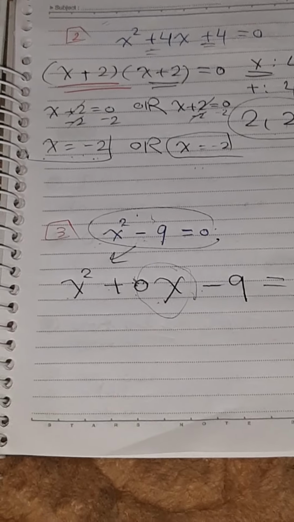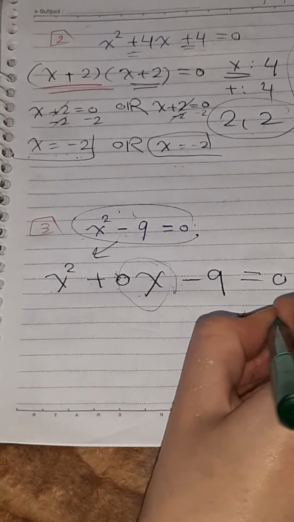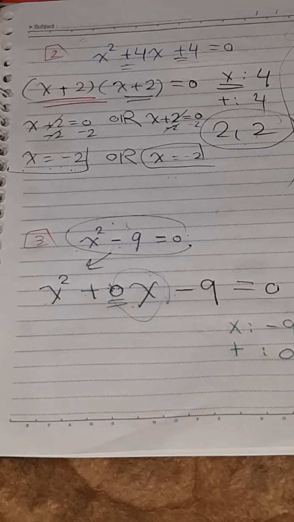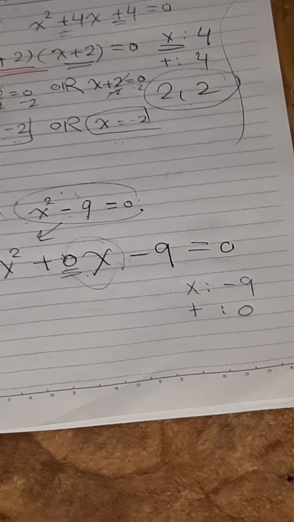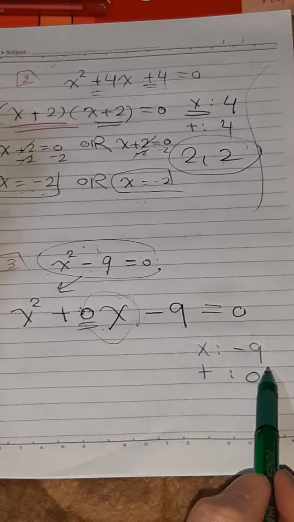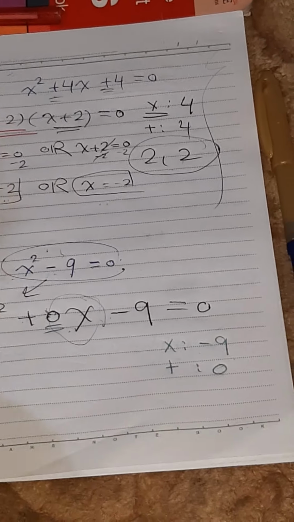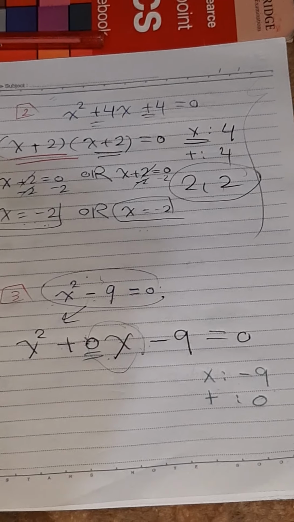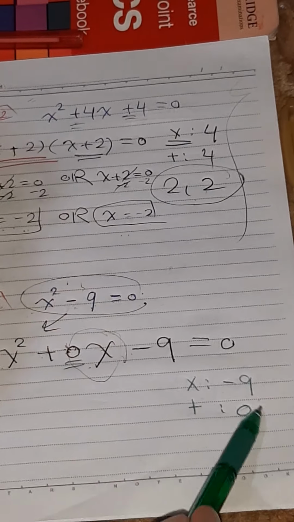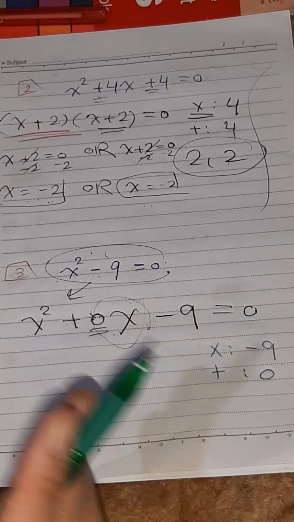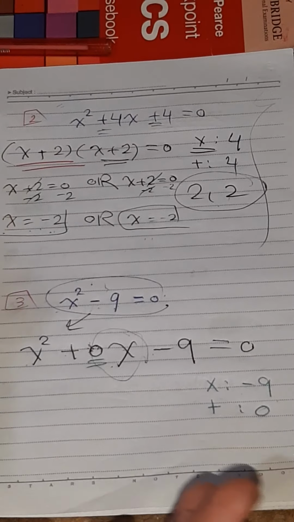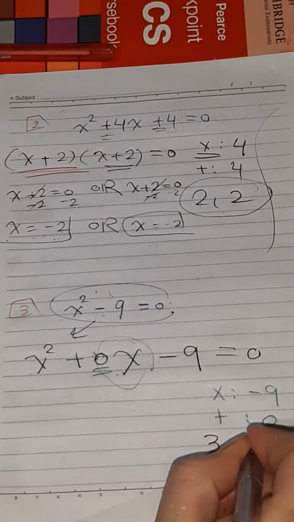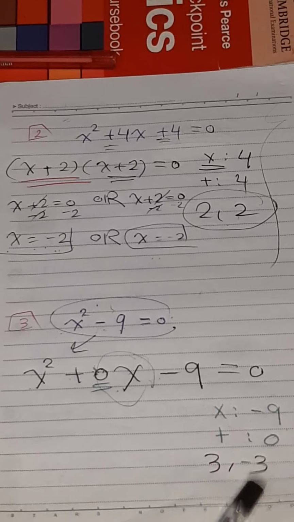Now look at two numbers. If you multiply them, negative 9, and if you add them, 0. What about these two numbers if you multiply them negative 9? One of them must be negative and the other positive to get a negative sign when you multiply two numbers. And if you add them 0, both of them must be the same number, but one positive and the other negative. So here, try 3 and negative 3.